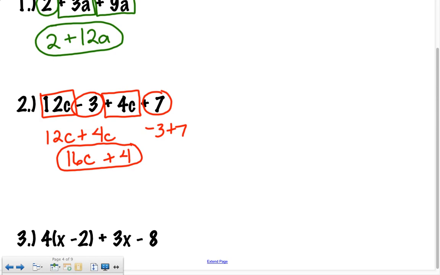16C plus 4 is the farthest that you can go. So that would be your answer.